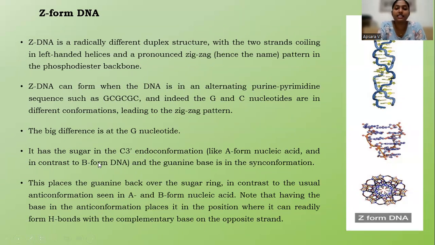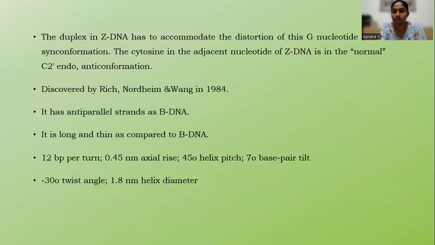The big difference is at the G nucleotide. It has the sugar in the C3 endo conformation like A form, and the guanine base is in syn conformation. This places the guanine back over the sugar, in contrast to the usual anti conformation that is seen in the A and B forms of nucleic acid. We have to also note that having the base in anti conformation places it in the position where it can readily form hydrogen bonds with the complementary base on the opposite strand.